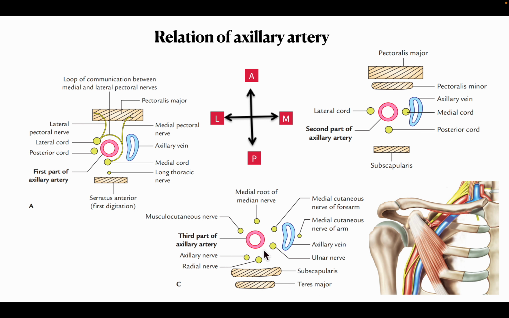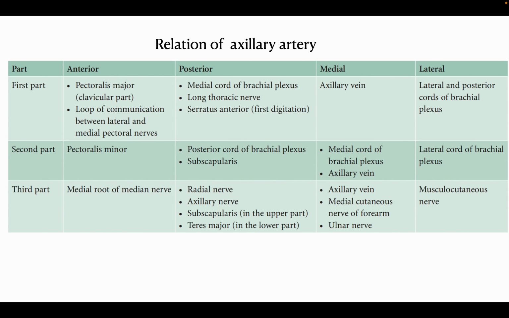Now we have the lateral and the medial relations. The lateral relation is formed by the musculocutaneous nerve, and the medial relation is formed by the medial cutaneous nerve of the forearm, the ulnar nerve, then the axillary vein and the medial cutaneous nerve of the arm. These are all the same relations which I have mentioned in the previous slides.